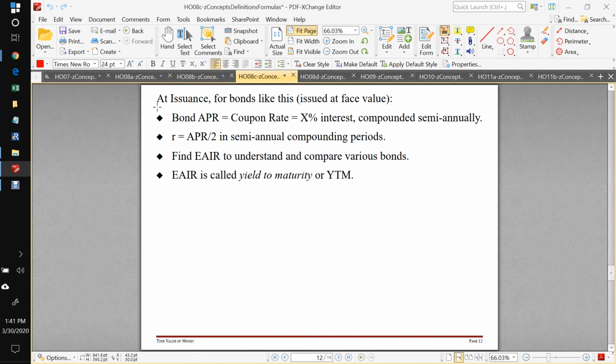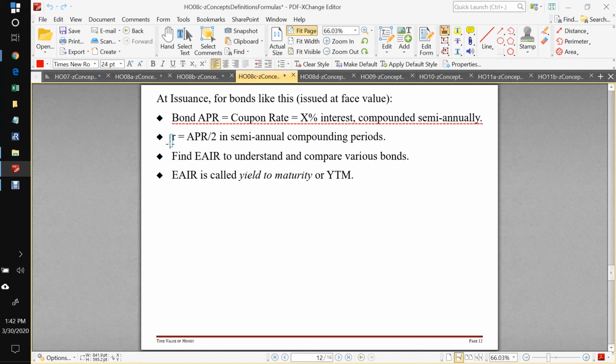And once we've got all that in our pocket, at issuance, we can get the APR for the bond, which is always just going to be the coupon rate. So we describe that coupon rate exactly as we describe any other APR. So it would be X% interest compounded semi-annually.